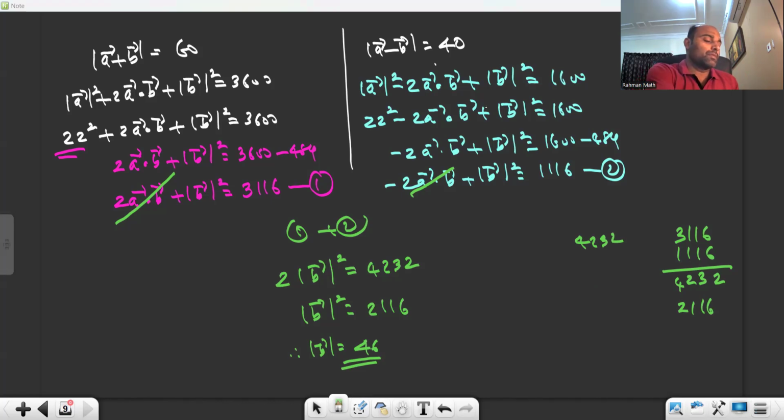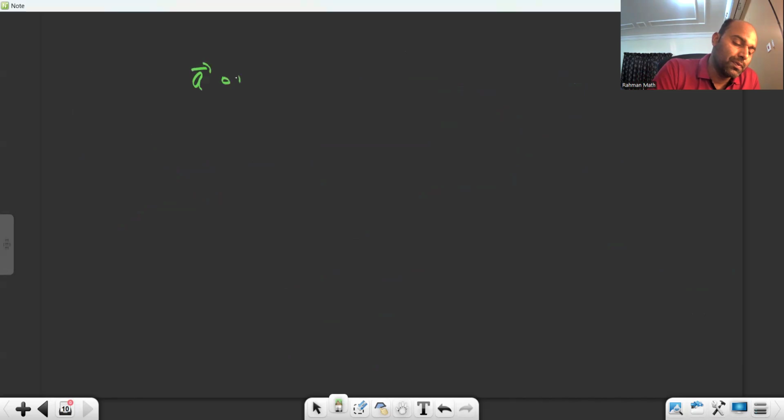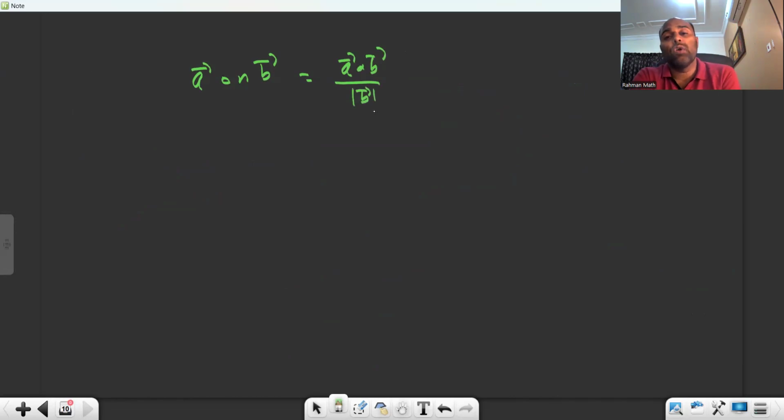Next question. Projection related, I added 2 questions. Simply projection means we are calling scalar projection. Projection of A on B equals A dot B by magnitude B. This is the projection of A on B.